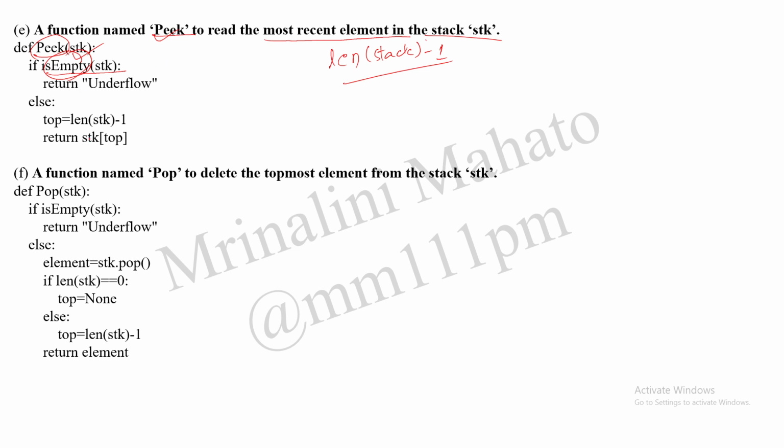Then return underflow, else top equal to len of stack minus 1. Look here, top element, and return stack of top. So whenever we have written stack of top, what happened there? We have written top equal to len of stack minus 1, and we are storing this value here in top. So top, whenever we have written it here, suppose stack of 2, then it will display the value only, because 2 is the index value.